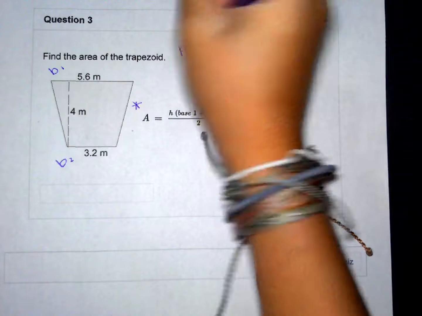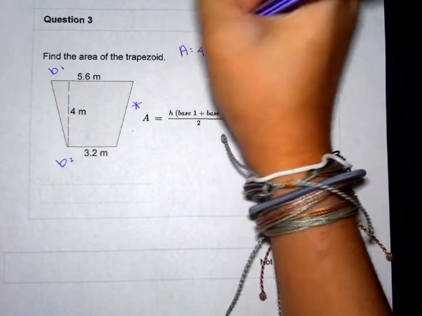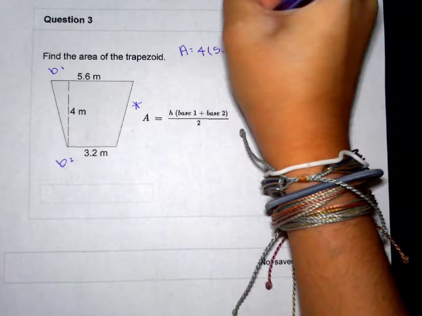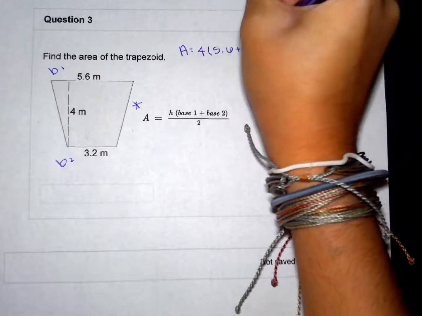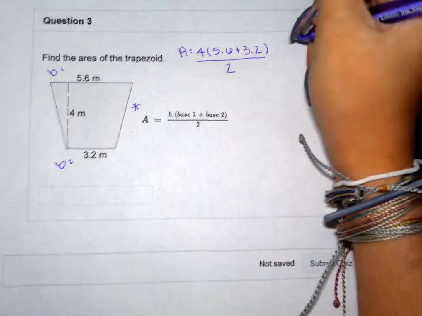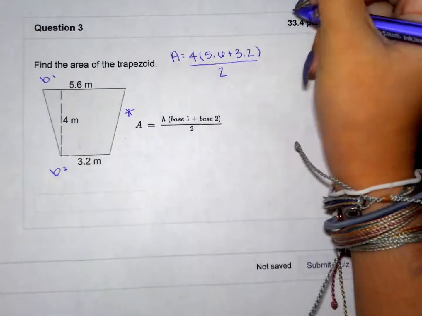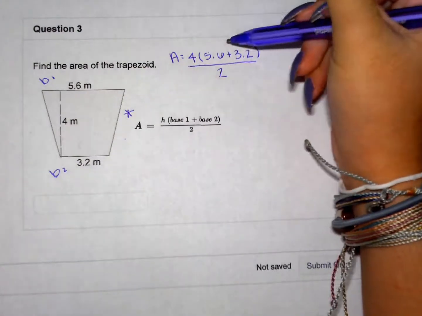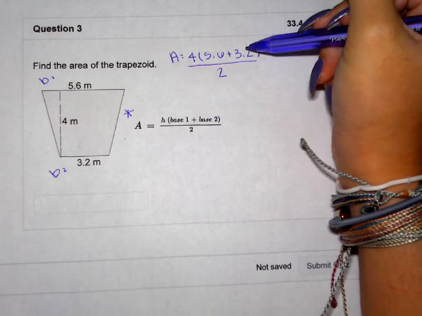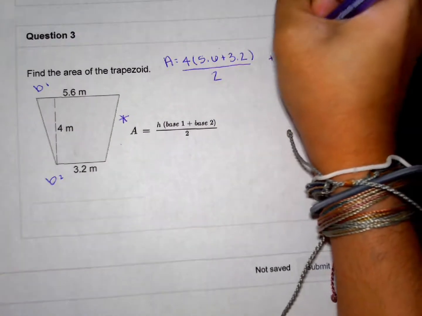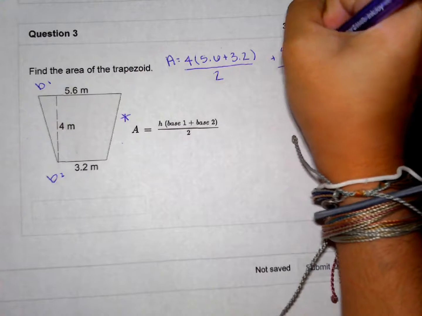So we're going to have A equals the height is 4 times base 1 is 5.6 plus base 2 is 3.2. Okay? We're going to divide that by 2. So we're going to go over here really quick. Because of order of operations, we know that we need to do whatever's in the parentheses first. So that means we need to add these numbers together before we do anything else. So we have 5.6 plus 3.2. That gives us 8.8.